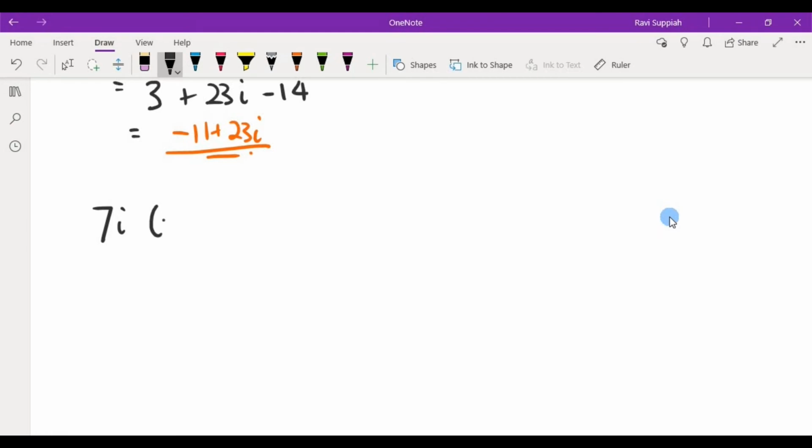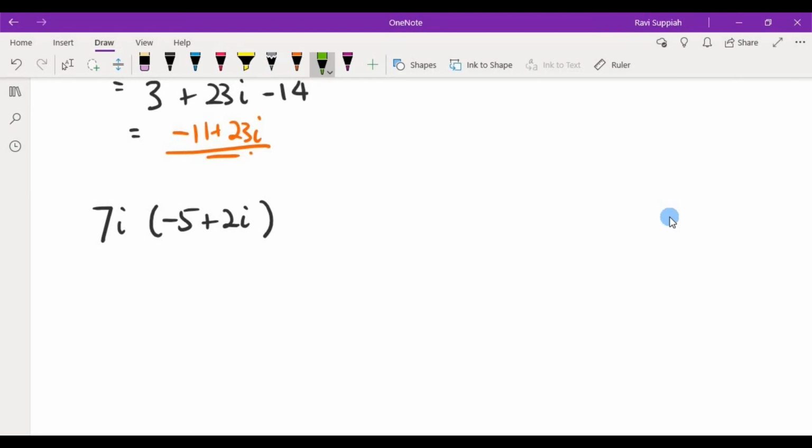7i multiplied by minus 5 plus 2i. Now in this example, you do not have a complete complex number, you only have the imaginary part multiplied into a full complex number here. But the same rules apply.